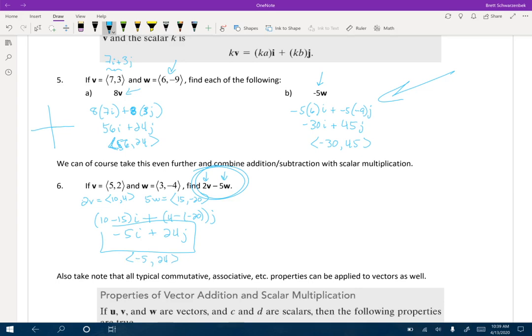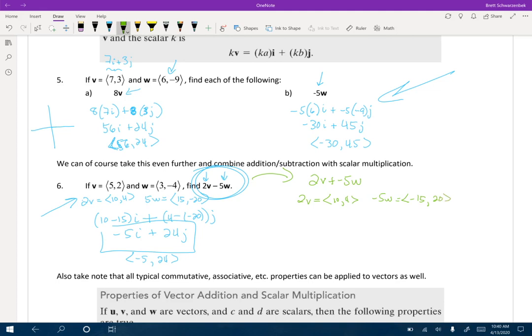Notice I did the multiplication first here just to make sure that things didn't go horribly wrong within the problem. I also wanted to point out that we could have done this in a different way. If it was easier to understand and you're having trouble with the subtraction, we could change the vector to this: 2v is again 10, 4, but negative 5w is going to be negative 15 and positive 20.